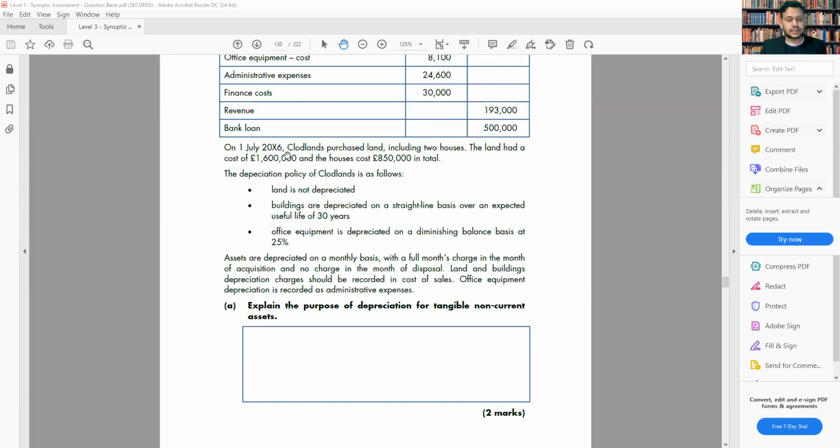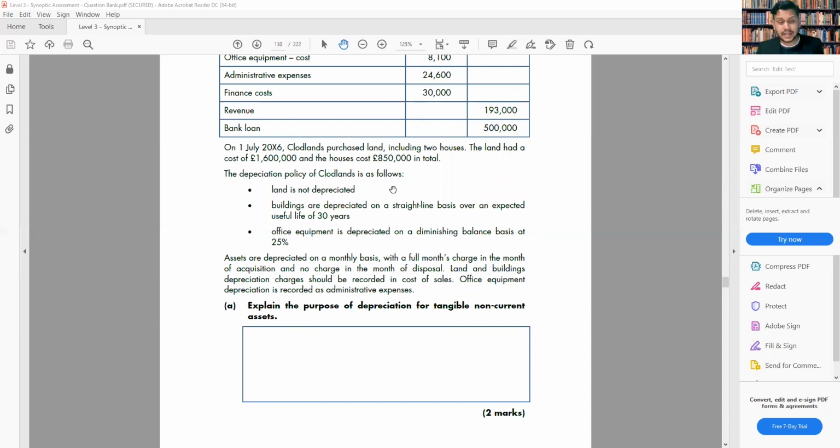On 1st July 2016, that is last year, Code-Land purchased land, including 2 houses. So last year, they bought some land, and on the land there were 2 houses. The land had a cost of 1.6 million and the house cost 8.5 million. So the land has a cost separately and the house has a cost separately.